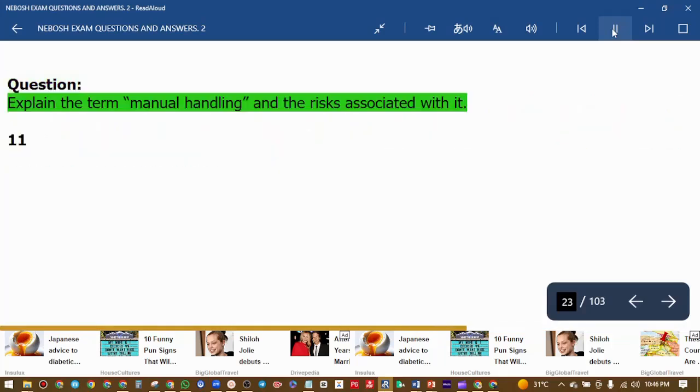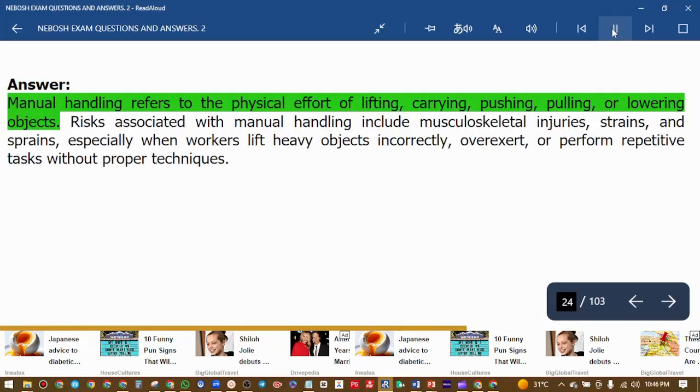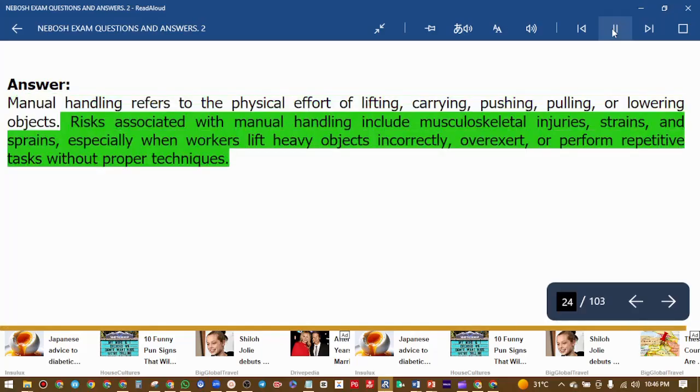Question 11. Explain the term manual handling and the risks associated with it. Answer. Manual handling refers to the physical effort of lifting, carrying, pushing, pulling, or lowering objects. Risks associated with manual handling include musculoskeletal injuries, strains, and sprains, especially when workers lift heavy objects incorrectly, overexert, or perform repetitive tasks without proper techniques.